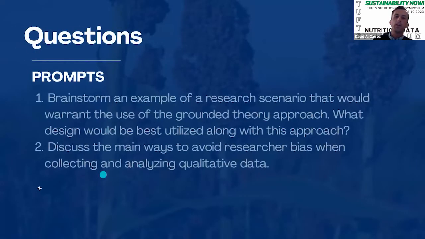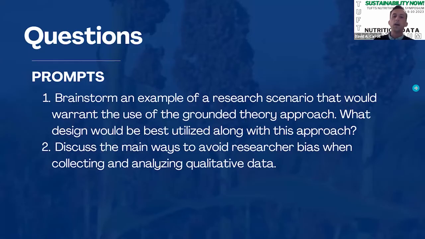And I think from there, I'll pass it on. These are some questions to be thinking about. We're going to give you an opportunity to discuss these in the breakout rooms later on. Question one, I could have asked this about any theoretical approach, but I asked about grounded theory: think of an example of where you might want to use grounded theory, and what research design would you use to approach the study. And then the second question is just to go over bias and how to avoid bias.